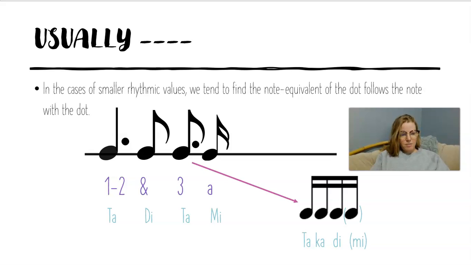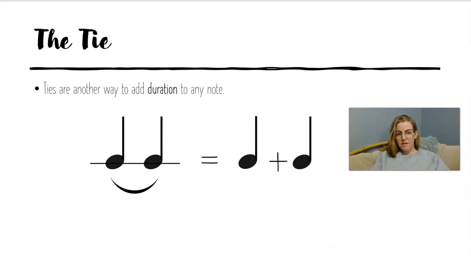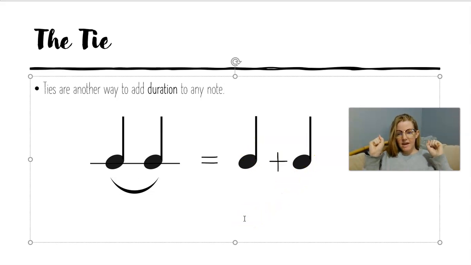One other thing to point out is that we also have ties. Ties are another way to add duration to any note. So if you see this underneath notes connecting two of them together, you're essentially being told to add them together. So a tie underneath 2 quarter notes is like adding a quarter note and a quarter note together, which would equal a half note or 2 beats. So you could write it as a half note, or you could write it as a quarter note tied to another quarter note.